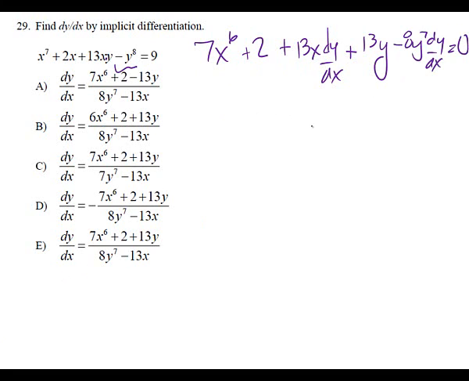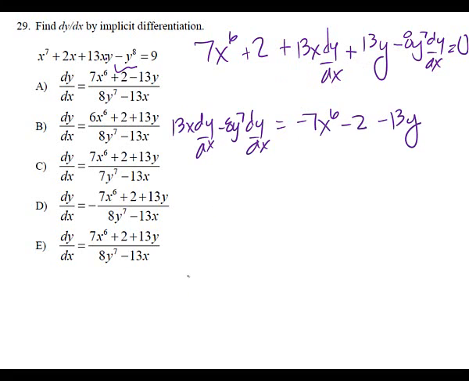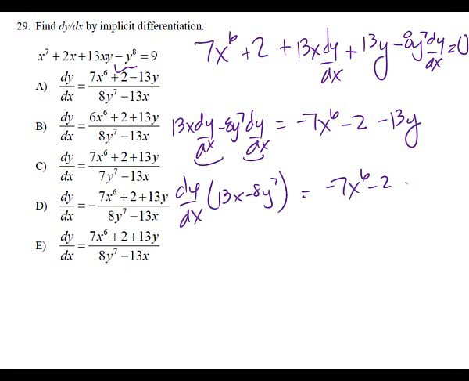All right, now we got to keep the dy/dx's on the left, put everything else on the right. So let's see. I'm going to subtract the 7x to the 6th. I'm going to subtract the 2. I'm going to subtract the 13y. And then I'm going to be left with 13x dy/dx minus 8y to the 7th dy/dx. What do I do with the dy/dx? Pull it out. You're going to factor it out. So we've got 13x minus 8y to the 7th equals negative 7x to the 6th minus 2 minus 13y.